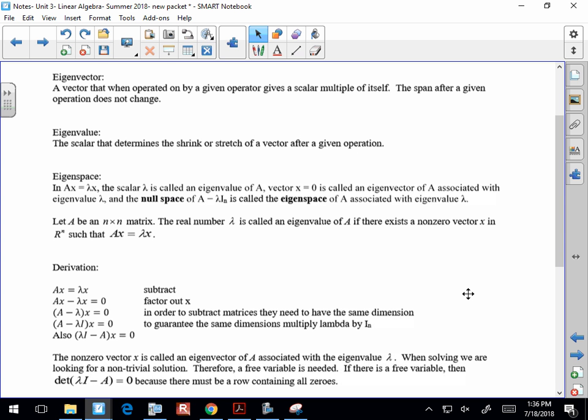A nonzero vector x is called an eigenvector of A associated with eigenvalue lambda. The null space of A minus lambda I sub n is called the eigenspace of A associated with eigenvalue lambda. We'll talk about this in a little bit, but A minus lambda I is also known as the characteristic matrix, and we'll have a characteristic equation, just more vocabulary terms. All right. So, the derivation, because the derivation is going to give us an actual process.